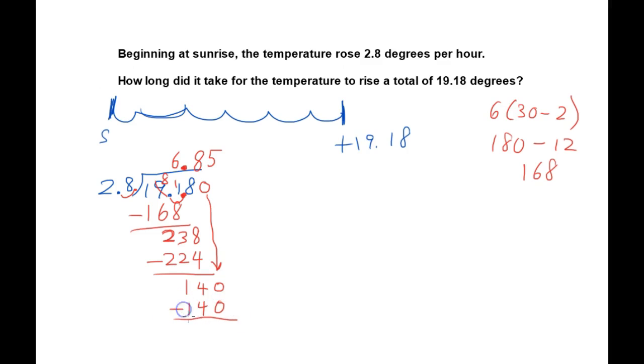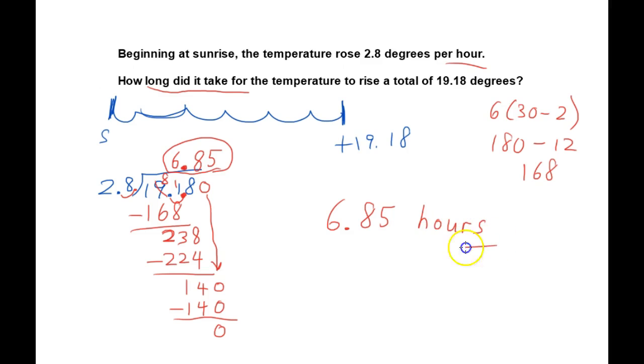Of course, you can verify that. You can pause it and check it on your own. And then we subtract, and once we get down to 0, we're done. We don't have to keep going here. So the quotient is 6.85. Of course, the question is how long did it take. So the answer is 6.85, and it's every hour, so 6.85 hours. That's how long it took. All right, I hope that helps.